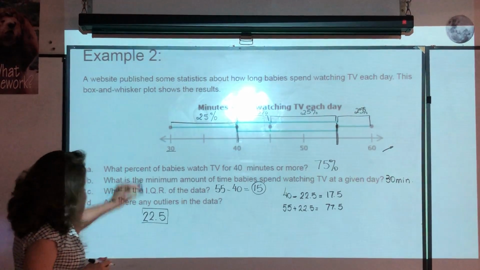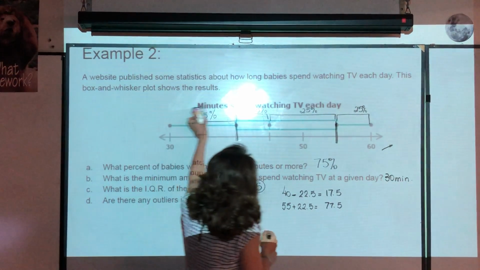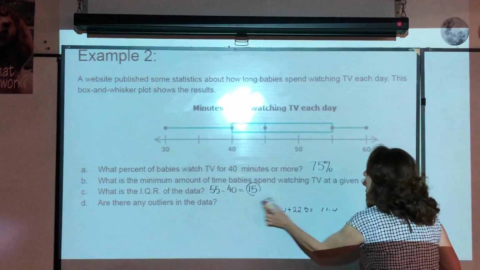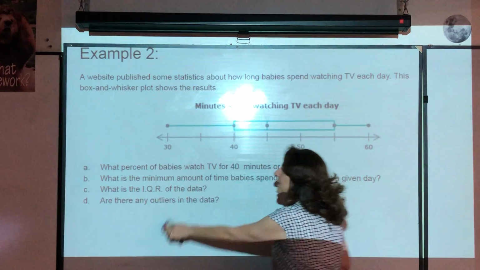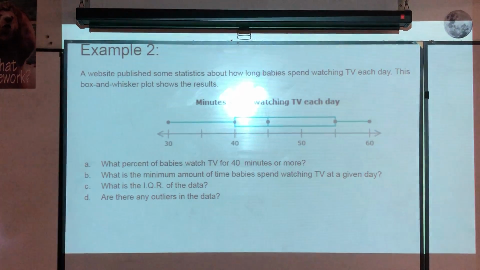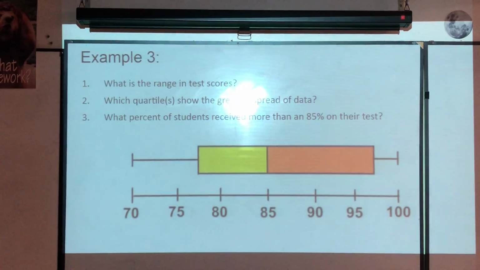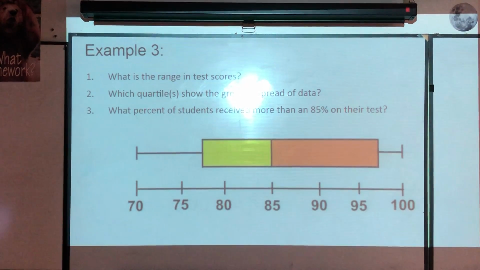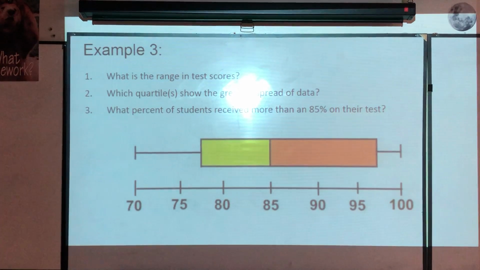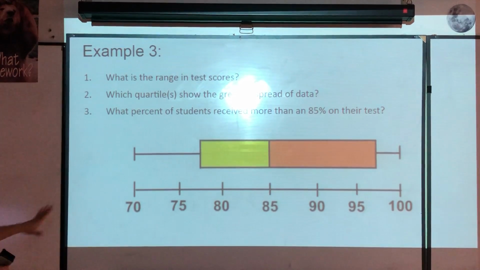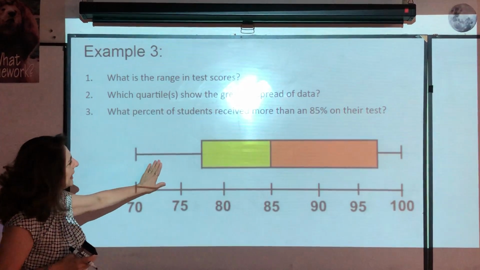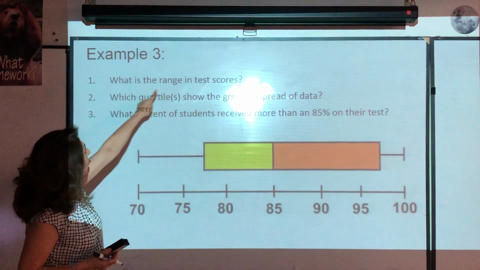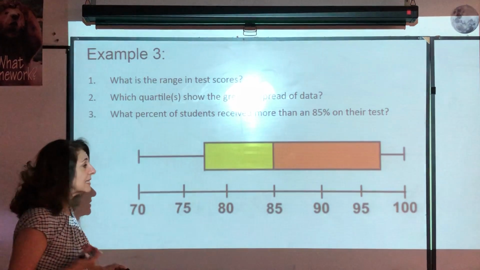All right, so we are ready for our last example. Let me change the slide. All right. Here is our last example. Our last example shows a box and whisker plot here, and it says, what is the range in the test score?